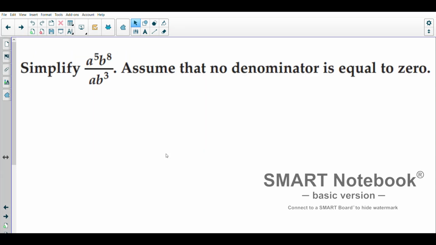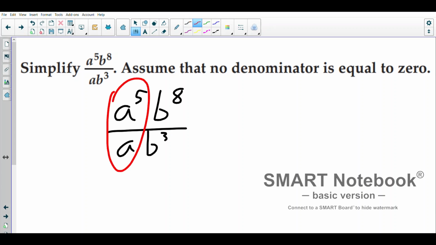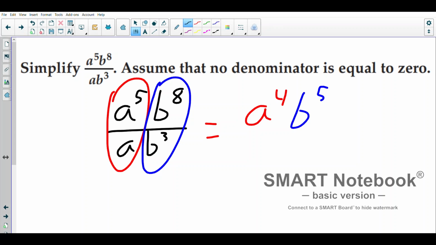So let's start. Simplify a to the 5th, b to the 8th, divided by a times b to the 3rd. You just divide like parts. So I'm going to rewrite this: a to the 5th, b to the 8th, over a, b to the 3rd. Since it's all multiplication, a to the 5th over a to the 1st just becomes a to the 4th. And then the second part, b to the 8th divided by b to the 3rd, subtract 8 minus 3, you get b to the 5th. And that's your answer. And that's all there is to it. So when you divide powers with the same base, you just subtract.